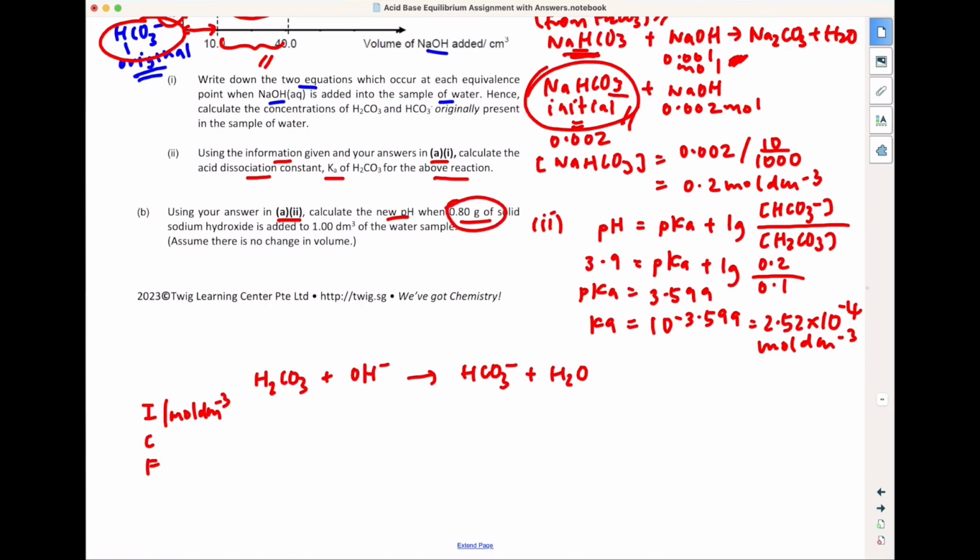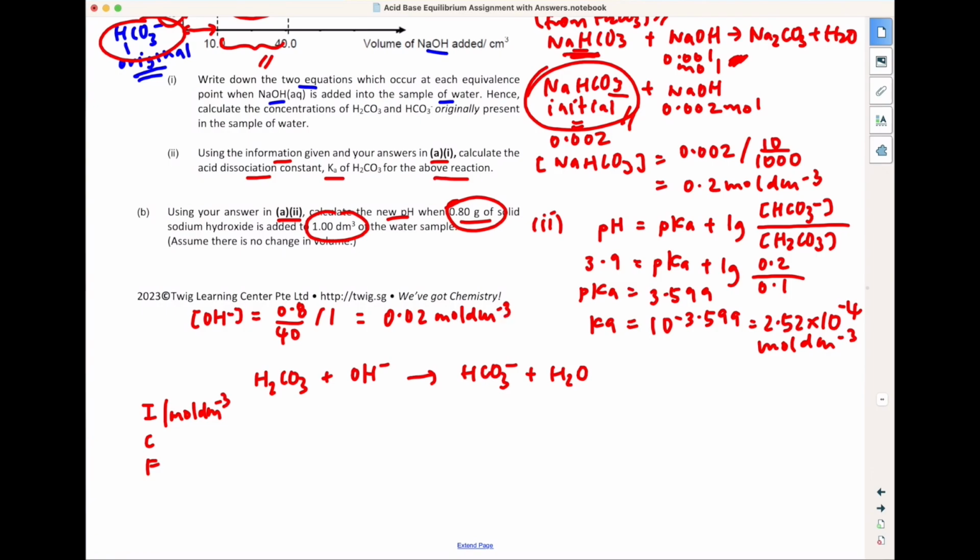Can you see that? So I'm just going to calculate the number of moles of sodium hydroxide, or I can do it straight away. I want to find out the concentration of OH minus when I add it in. The number of moles is 0.8 divided by the Mr, and this is 1 dm cube, so divide by 1 dm cube, giving moles per dm cube. So this works out to be 0.02 moles per dm cube.